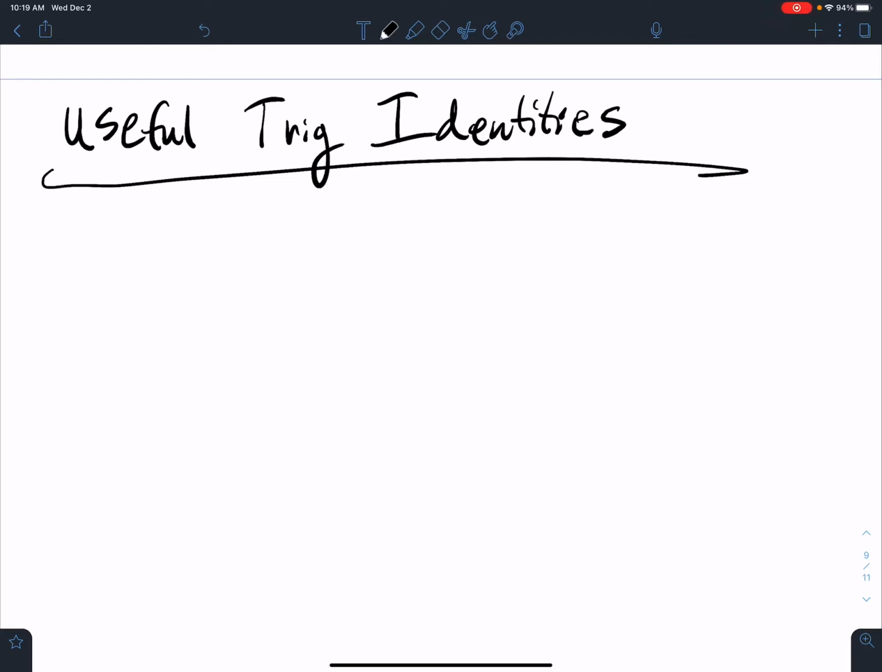So here in this video, I want to talk about a couple useful trig identities, trigonometric functions, and how we're going to apply these functions and identities in our substitutions. So let's start with the most basic one: sine squared x plus cosine squared x equals 1. This is our most fundamental identity, this Pythagorean identity. This is one that I memorize.